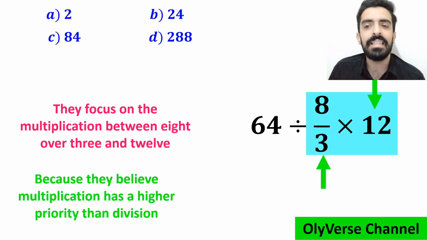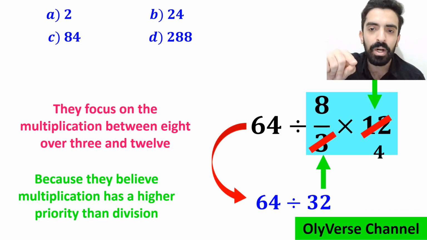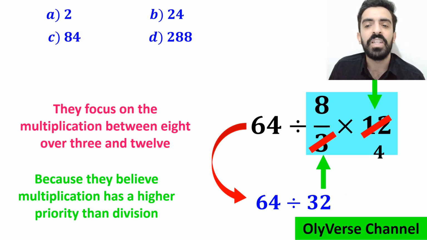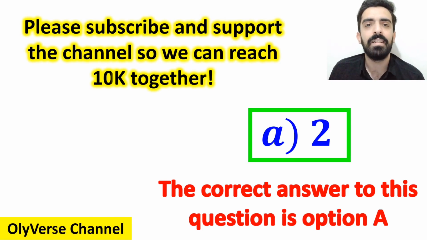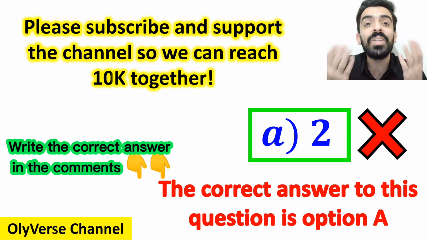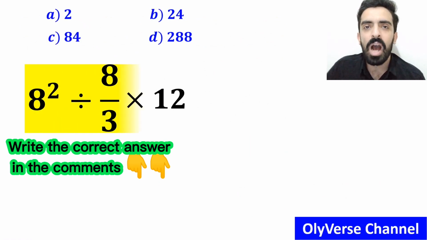Okay, as you can see in the image, they simply cancel out 12 with the 3 in the denominator, and this expression simplified to 64 divided by 32, which finally gives them the answer 2. And immediately, they conclude that the correct answer to this question is option A. But I have to say we were tricked, and it's not the correct answer to this question. Alright, now let me show you how to solve this expression properly.